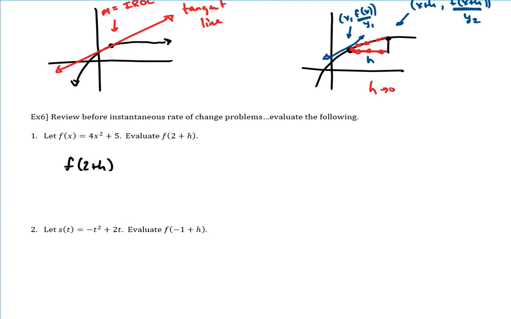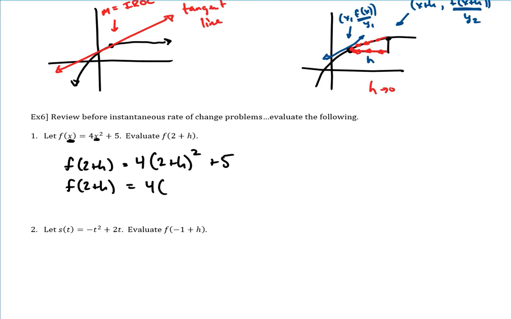Okay, so 2 plus h is just going into your x's. So it's 4, and then 2 plus h, getting squared, plus 5. So that's all we had to do. And then afterwards, we usually have to FOIL that out. So f of 2 plus h equals 4.